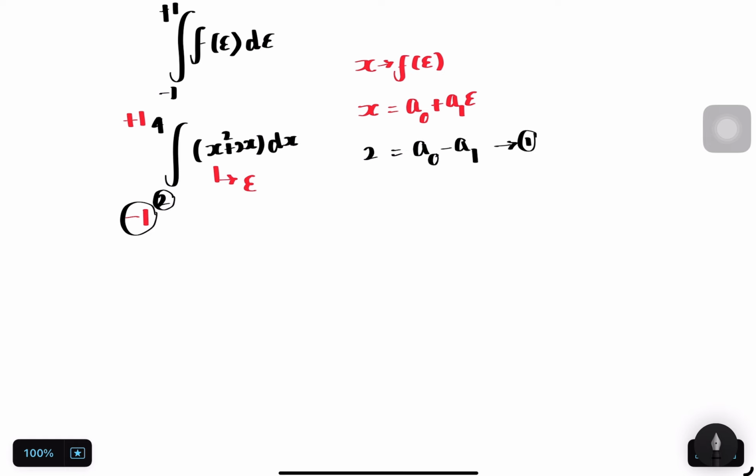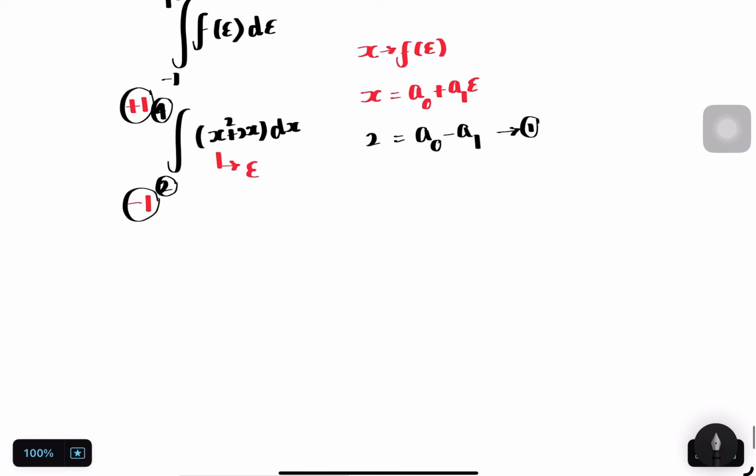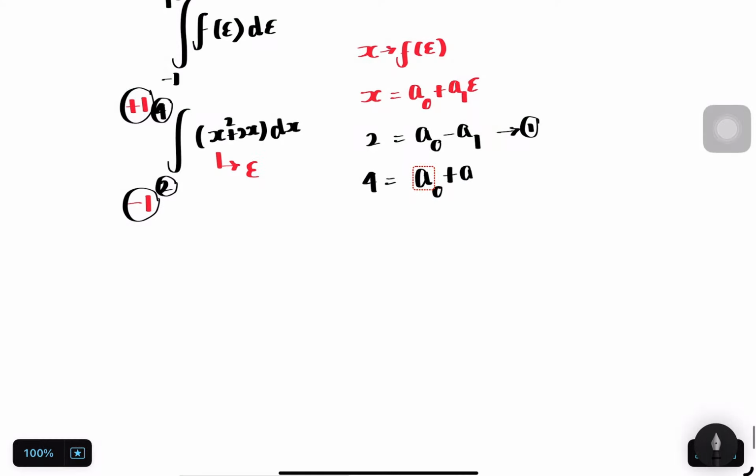Now, let me apply the second boundary condition. The second boundary condition is at x is equal to 4, the value of epsilon is +1. So at x is equal to 4, the value of epsilon is +1, so it is going to be a0 plus a1. This is going to be my second equation.